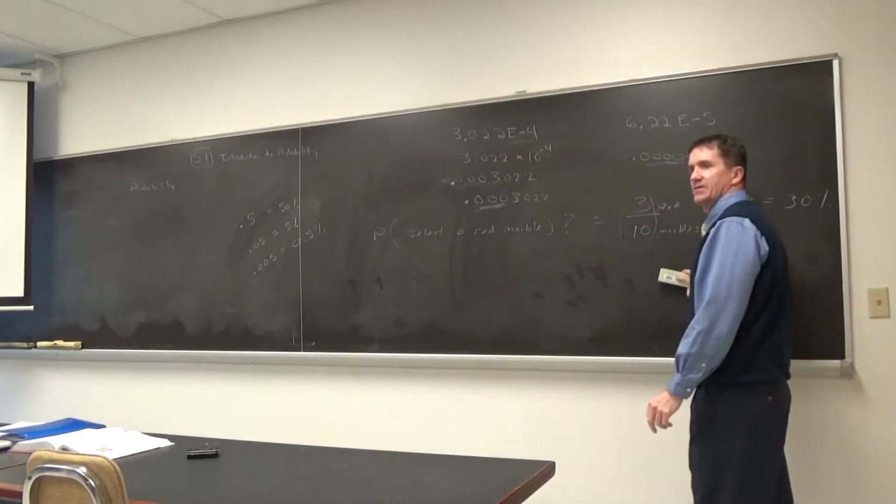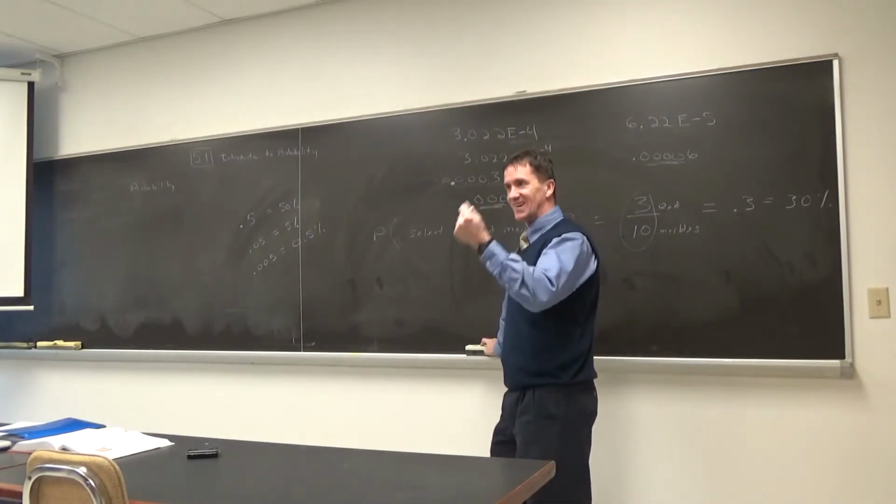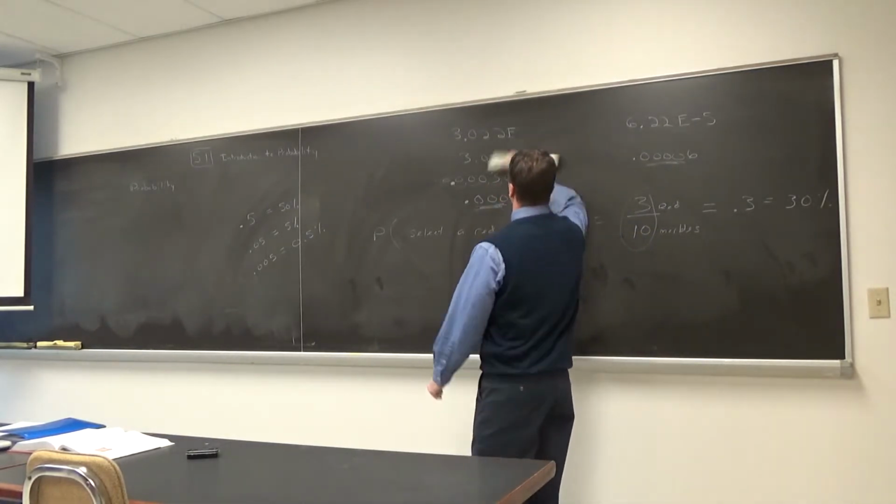Some of you take chemistry. I think you've heard of 6.022 times 10 to the negative 23rd. That number is puny, right? Yeah. All right, so I'll erase this.